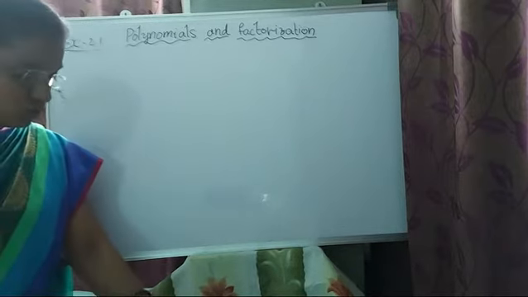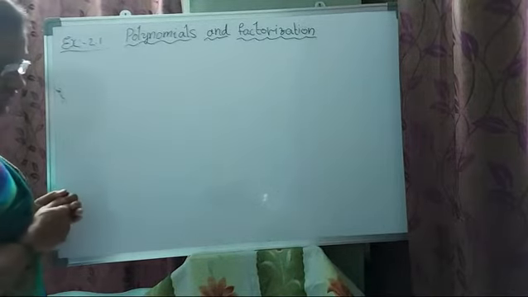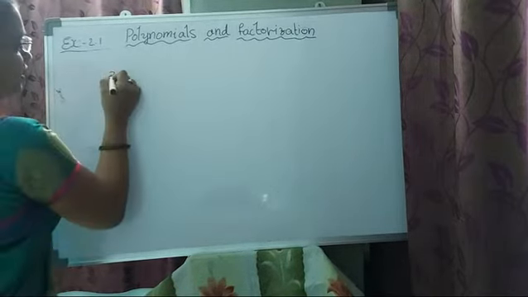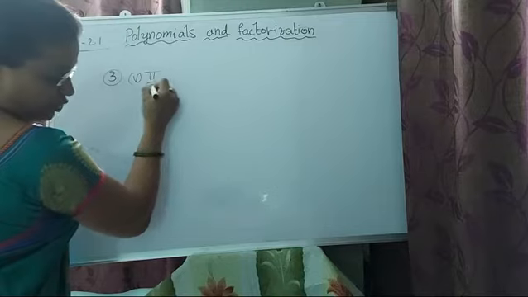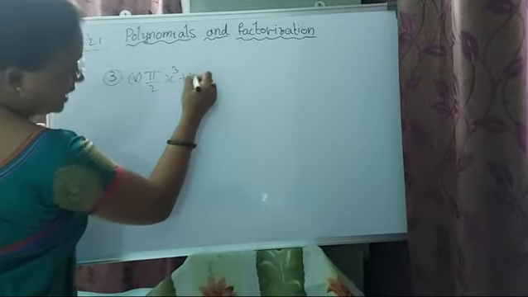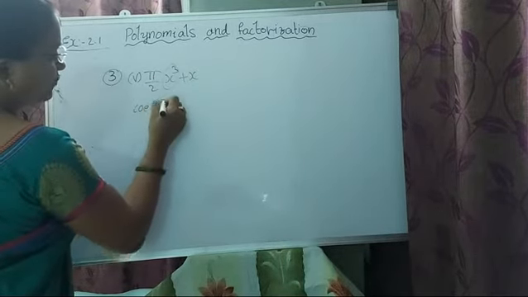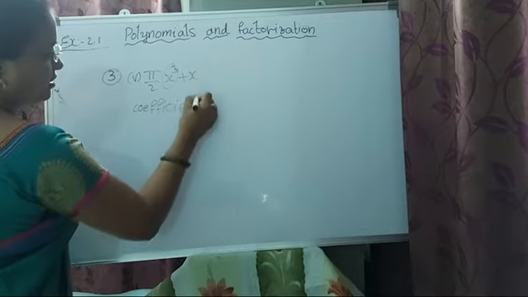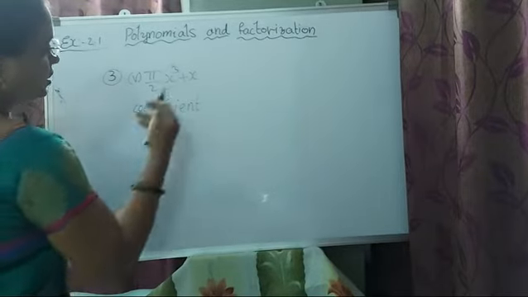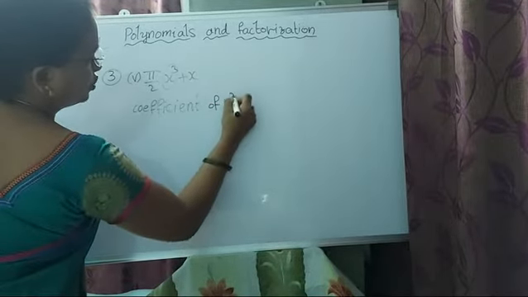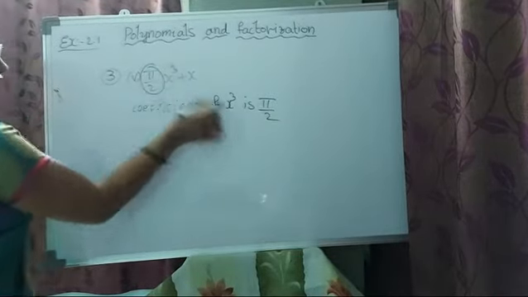In the previous video, we discussed the coefficient of x cube. In that, I made a small mistake; I just got a little confused. In the third Roman, that is the fifth one, pi by 2 x cube plus x, what is the x cube coefficient? The coefficient of x cube is pi by 2. This whole thing we have to write.